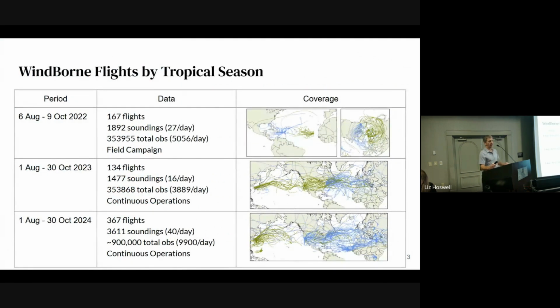Okay, so focusing here on tropical seasons and specifically the Atlantic tropical seasons. We're going to cover the 2022 and 2023 seasons. Shown here are various flight paths during those seasons. During that period of time, Windborne was operating these balloons on, I would say, an intermittent process, meaning we would ramp up for field campaigns such as the tropical season. Since then, we've moved to more continuous operations, and that's what's shown on the bottom here in 2024, the continuation of the operations with time.